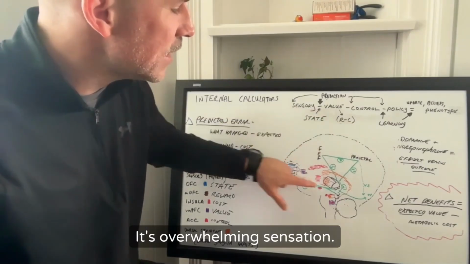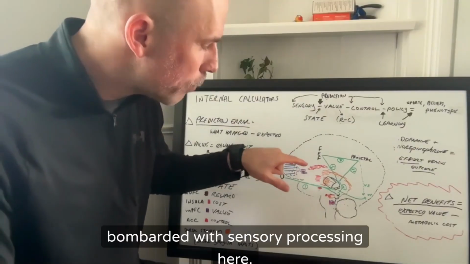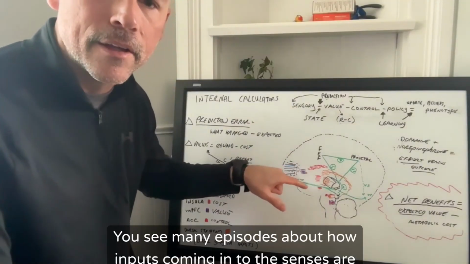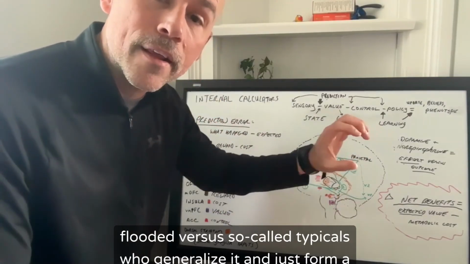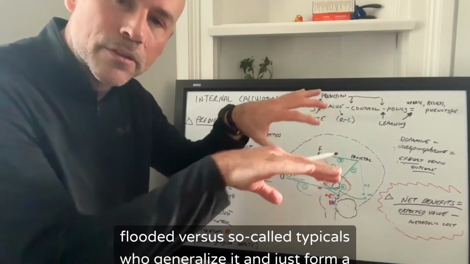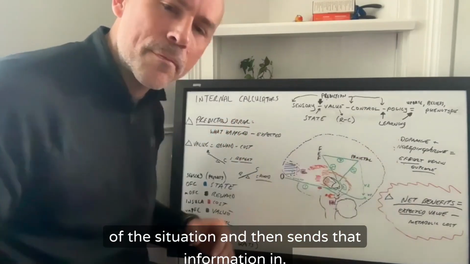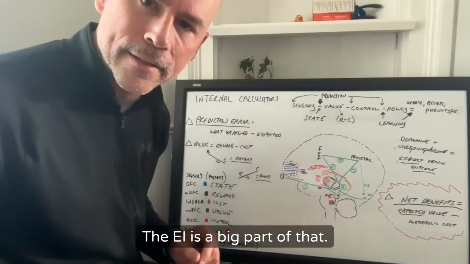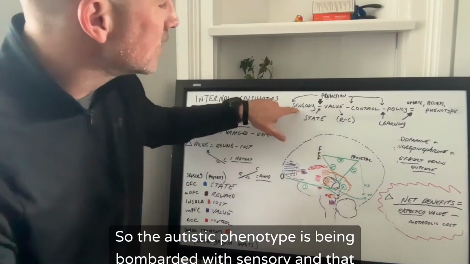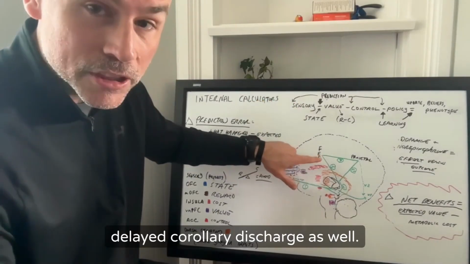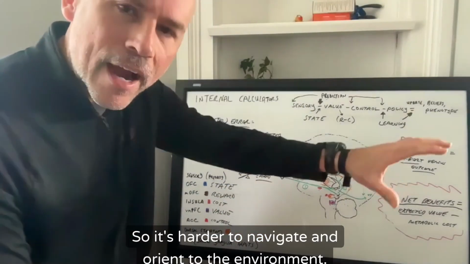It's overwhelming sensation. Remember from this green, the autistic phenotype is getting bombarded with sensory processing here. You see many episodes about how inputs coming in through the senses are flooded, versus so-called typicals who generalize it and just form a gist of the situation and then send that information in. The EI is a big part of that. So the autistic phenotype is being bombarded with sensory input and that delayed corollary discharge as well. So it's harder to navigate and orient to the environment.